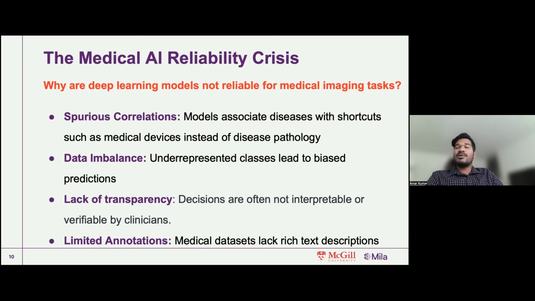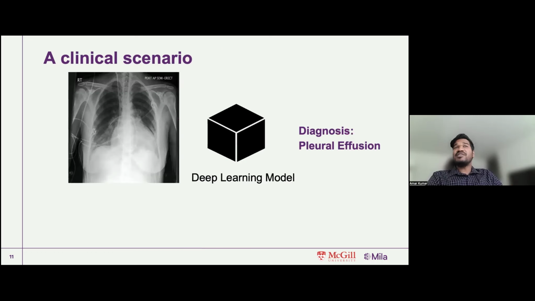Also, I'm talking about digital annotations rather than some of the marks that are made across some of the hospitals. But to digitize them and to collate them is also a challenging problem. So essentially, if we treat this clinical scenario, we have a medical image coming in and our deep learning model, which is essentially a black box. And the diagnosis for this clinical image is pleural effusion.